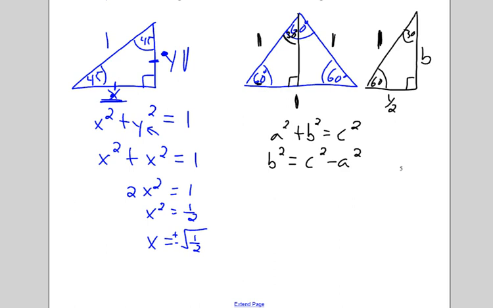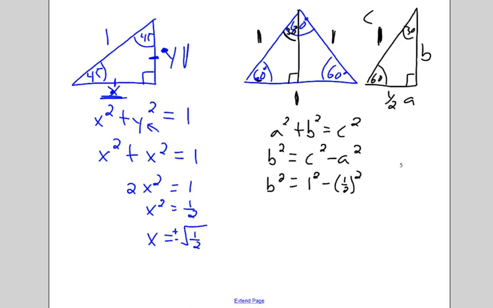And then if I fill some of these things in, right, because this was c and this was a, b squared is equal to, well, 1 squared minus, and then a was 1/2 squared. Okay, so b squared is equal to 1 minus 1/4, right? Well, 1 would be 4 over 4, so this would be 3 over 4.